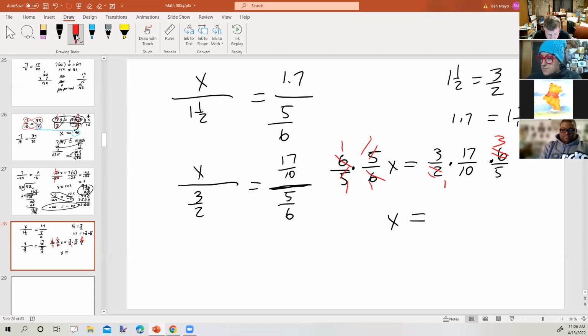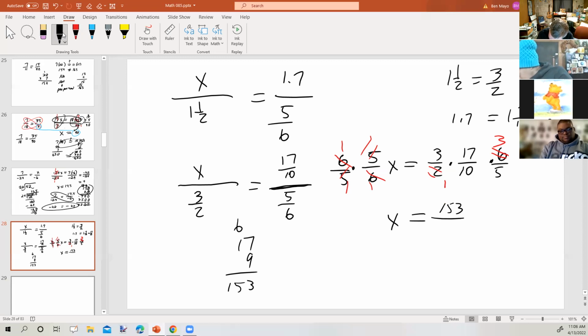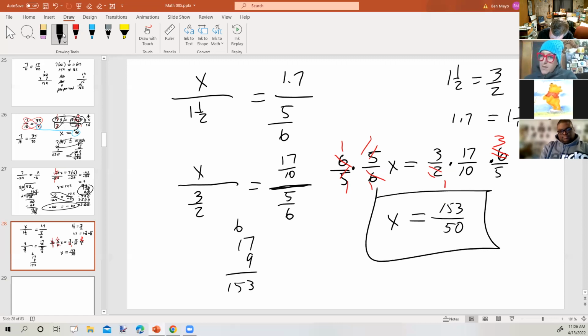I think that's about it, isn't it? Because I've got 3, 17, and 3 on the top, and 10, which is 5 times 2 times 5 on the bottom. So on top, 3 times 3 is 9 times 17. 17 times 9 is 63. Carry the 6, 153. And then 10 times 5 is 50. So x equals 153 over 50.